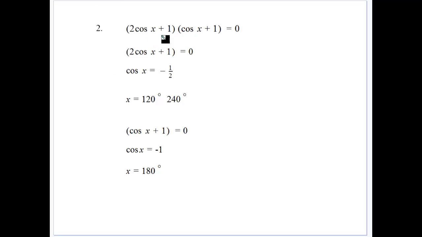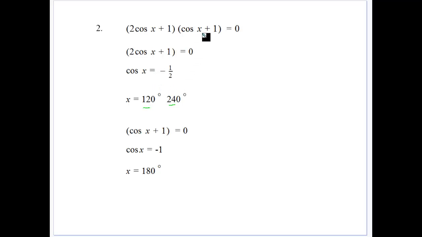This time again, it's nicely factorised, equal to 0, so 2 cos x plus 1 would equal 0. So cos x is equal to minus a half, our related angle 60, and we're in the second and the third quadrant. So we subtract 60 from 180 to give us 120, add 60 to 180 to give us 240. So there's our two solutions for this first part.